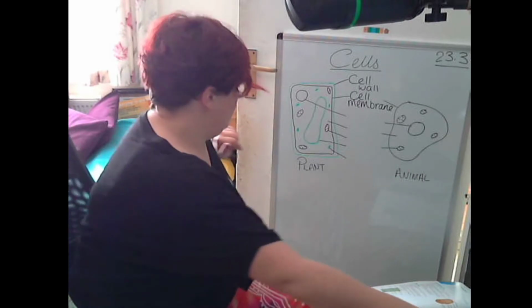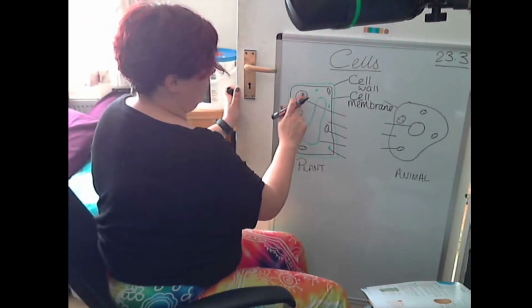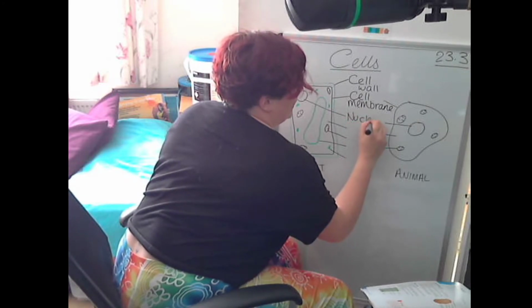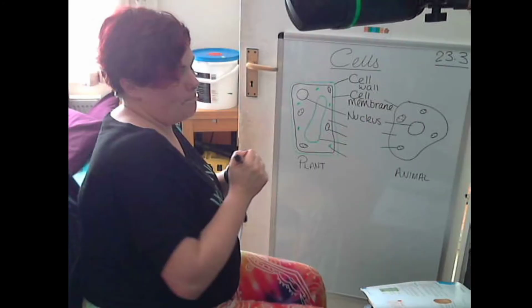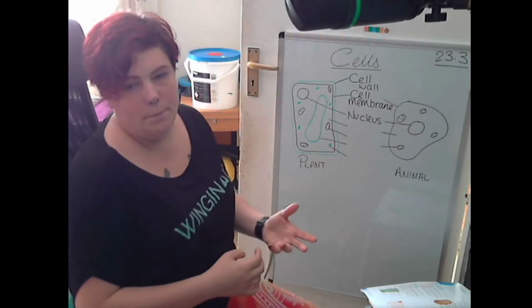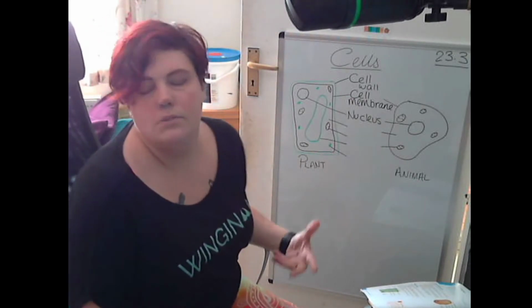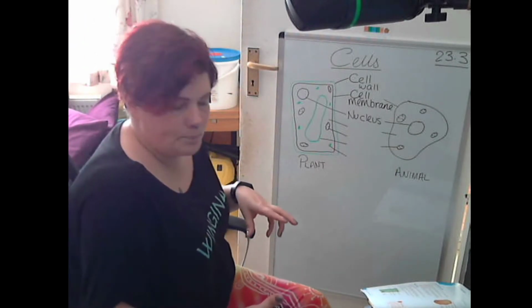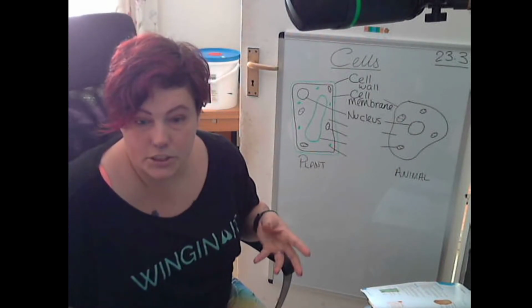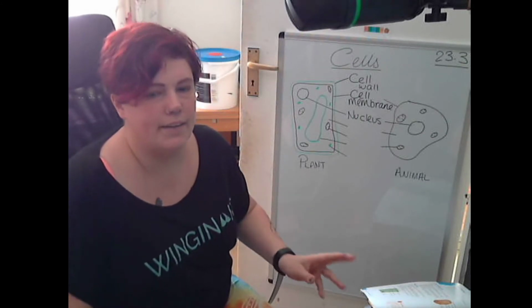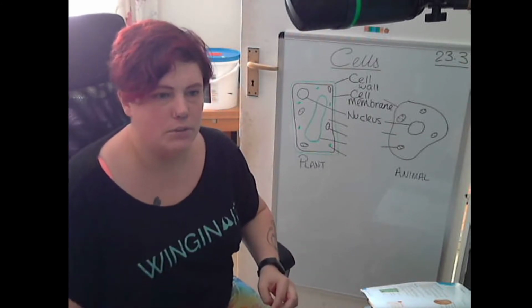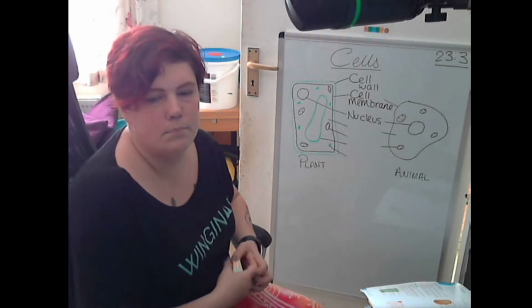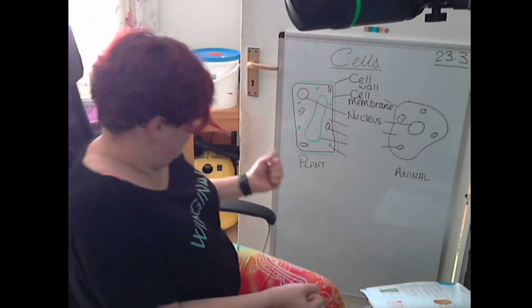The next thing down we have is this little blob here, again in both, and that is the nucleus. Okay, now the nucleus is basically the control centre of the cell. It contains the DNA. Now, DNA has various functions. It not only controls things like appearance, it will also control reactions that occur within the cell. It controls things like the making of proteins.